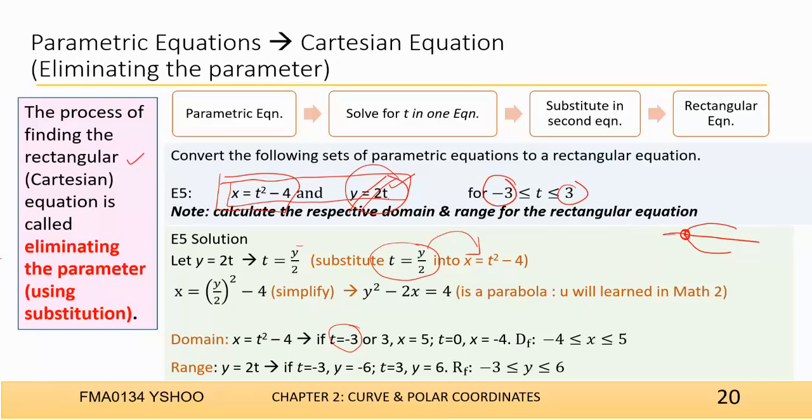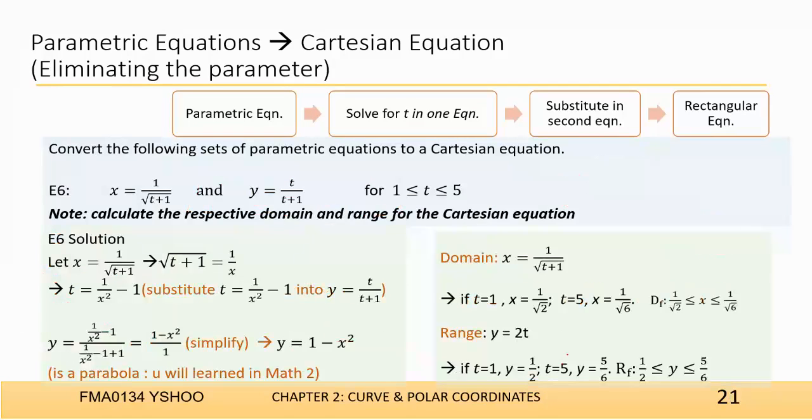Is y equals to 2t. There's no square, so you can easily find the range by substituting t equals to -3 and t equals to 3 into the y equals to 2t. So y equals to -6 and y equals to 6, and you put it in the range. So range of the function will be -6 until the 6. Okay. Now we look at another example.